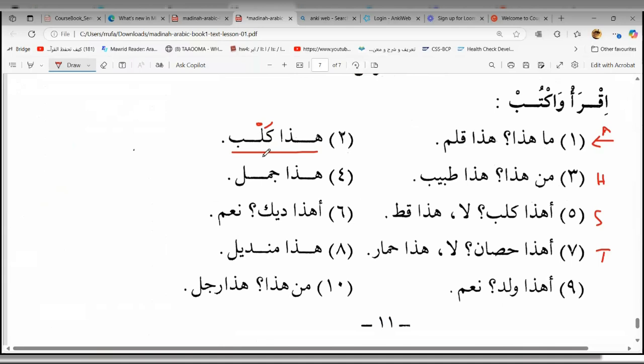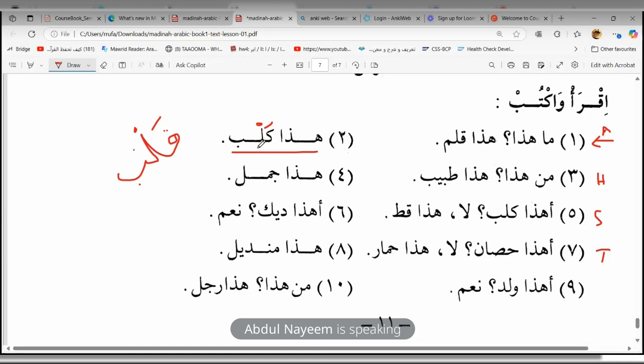This is... do you know what it means? Kalb is heart. No. Oh, sorry. Kalb is a dog. Yeah, kalb is a dog and qalb is the heart. So there's kalb and qalb. Qalb is the heart and kalb is a dog. Okay.